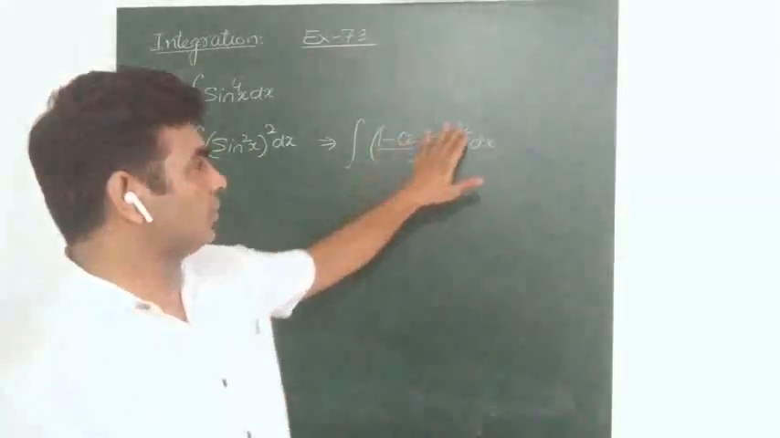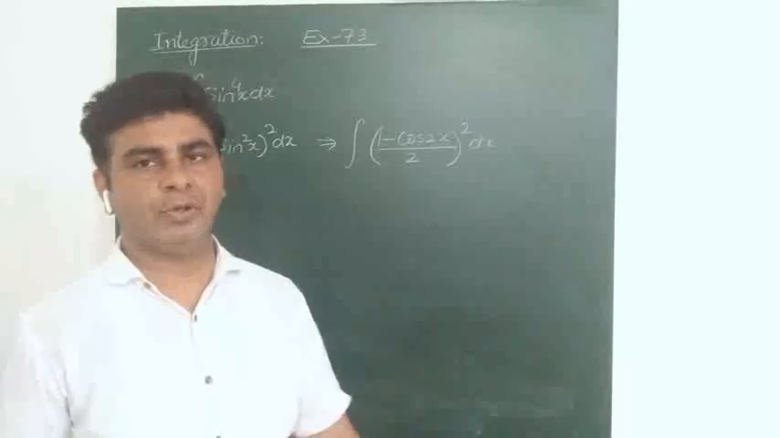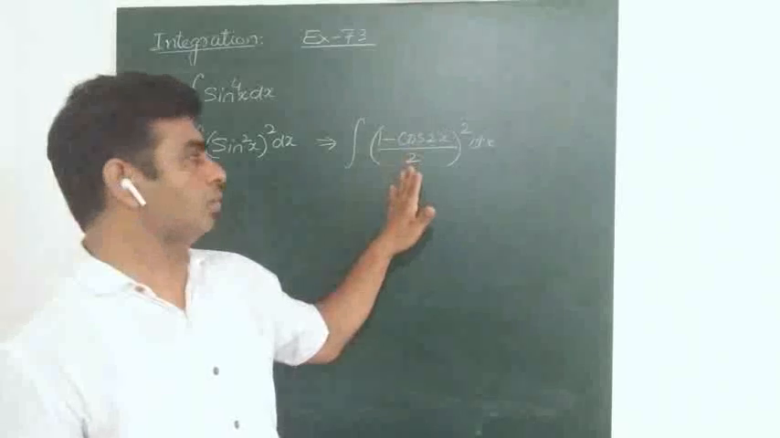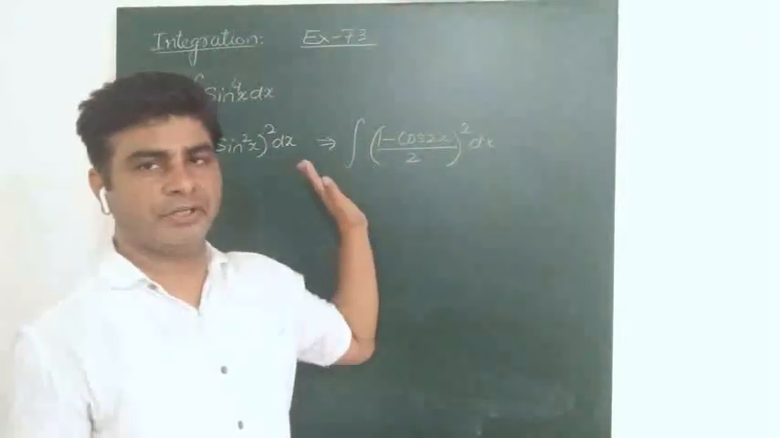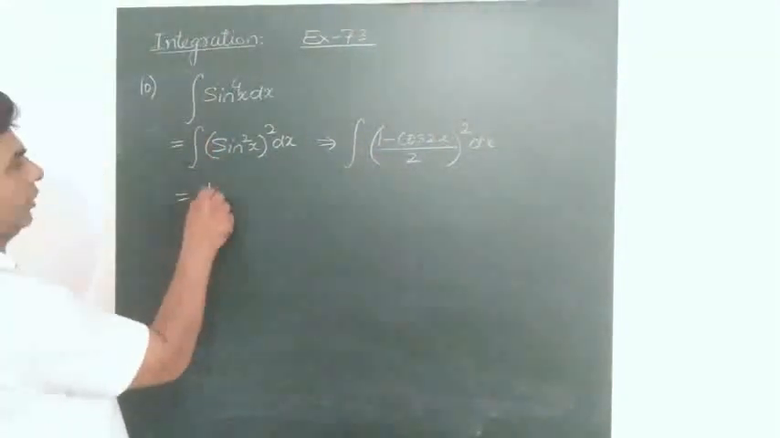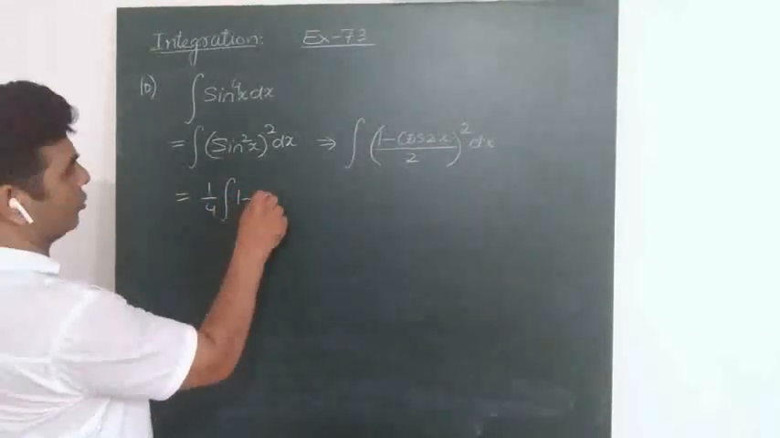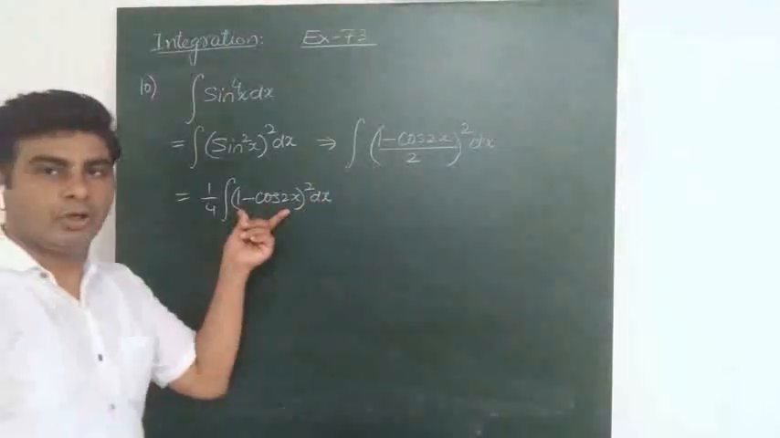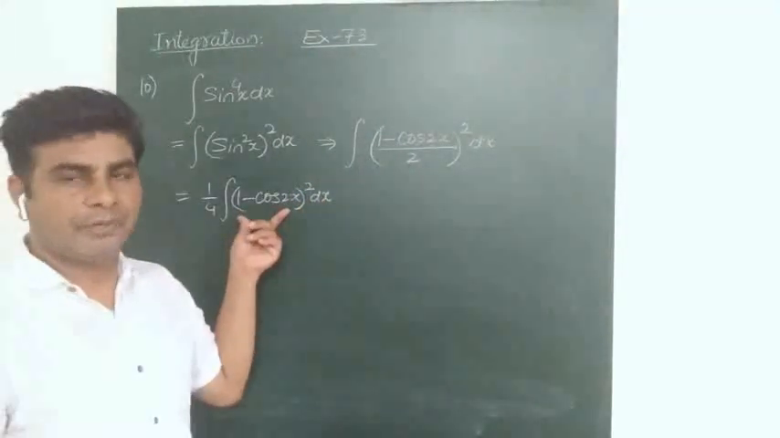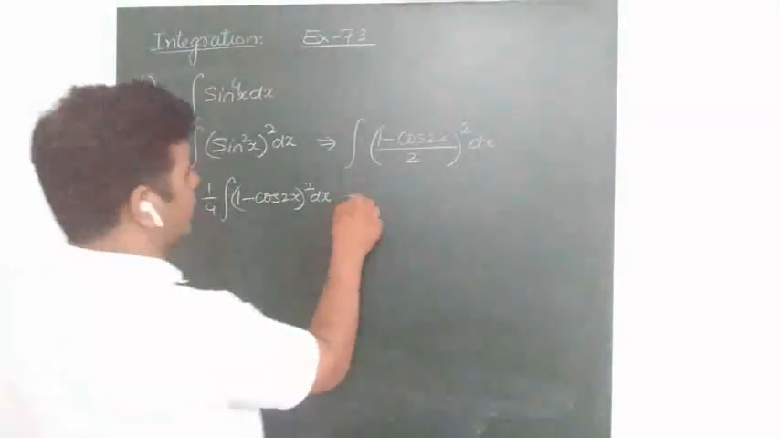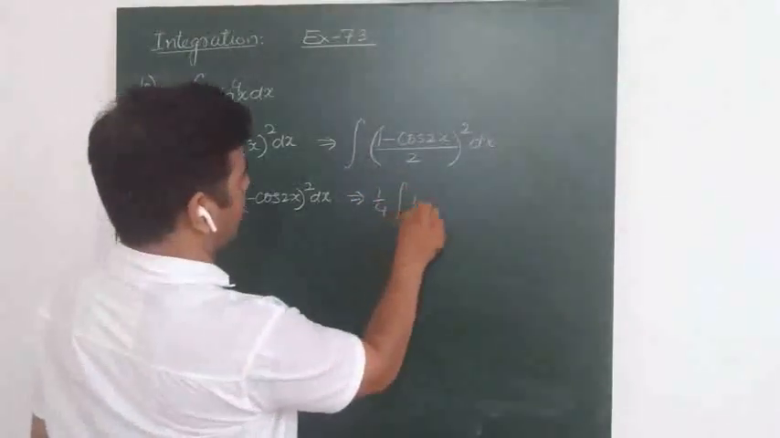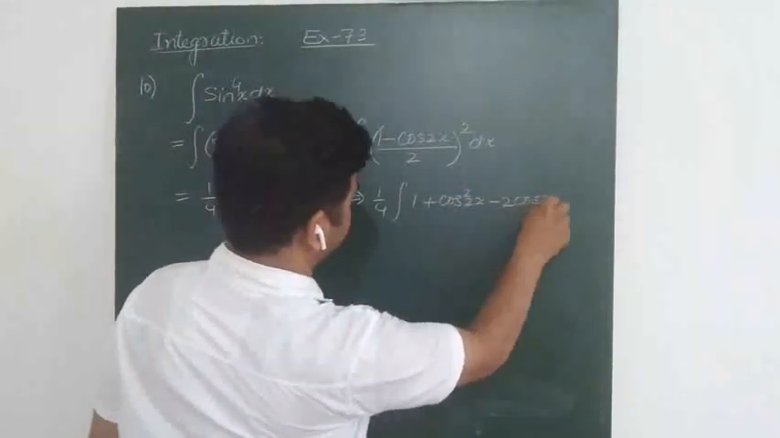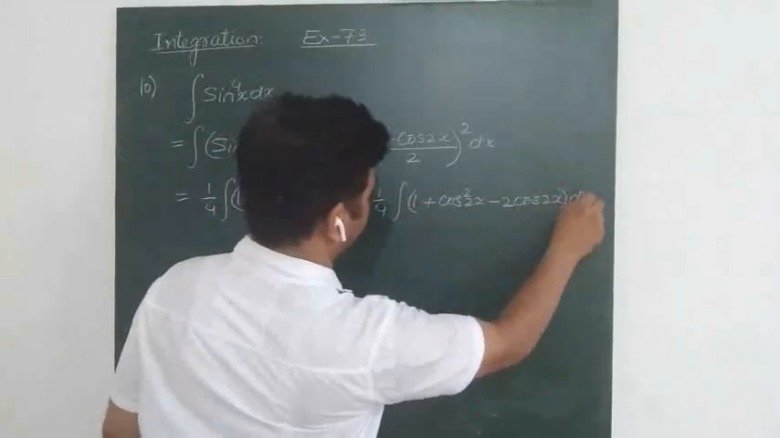Now we have to just use a minus b whole square, and the square applies to the numerator as well as the denominator. So the 2 square, which is your denominator, can be taken outside the integration. So let me write down 1 by 4, 1 minus cos 2x whole square. Open the formula of a minus b whole square using the identity. This is 1 by 4, a square plus b square minus 2ab into dx.